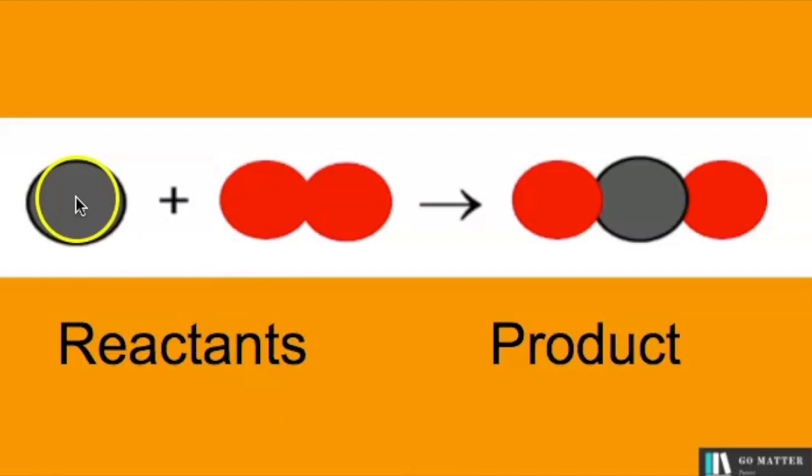Here we've got carbon reacting with oxygen. So these substances react together, carbon and oxygen. We call them the reactants. And they form the product, which in this case is carbon dioxide. And in between them, there's a yield sign.